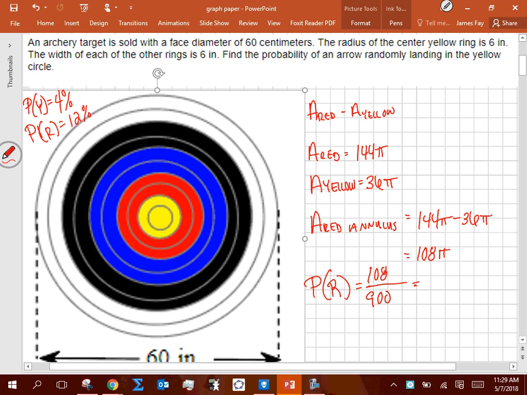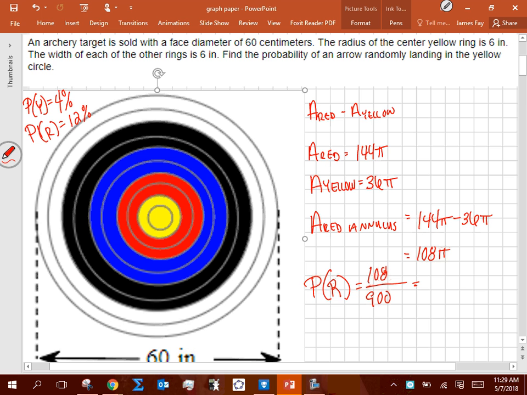So what are you seeing? My question then is, as I move out and I say, okay, what's the probability of landing in the blue? What's that going to be? What do you think it's going to be in comparison to the red? You think it's going to be 36? You think it's 3 times as big? Let's try it real quick.